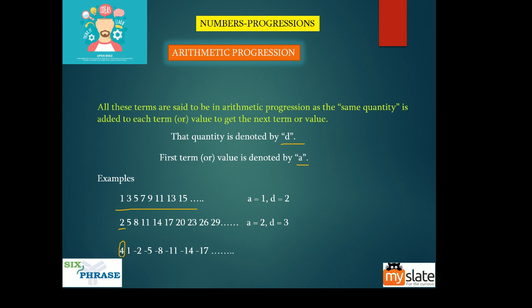What plus what will give you 1? 4 minus 3 will give me 1, and 1 minus 3 will give me minus 2. So here D is negative. A is 4, and D is negative 3.